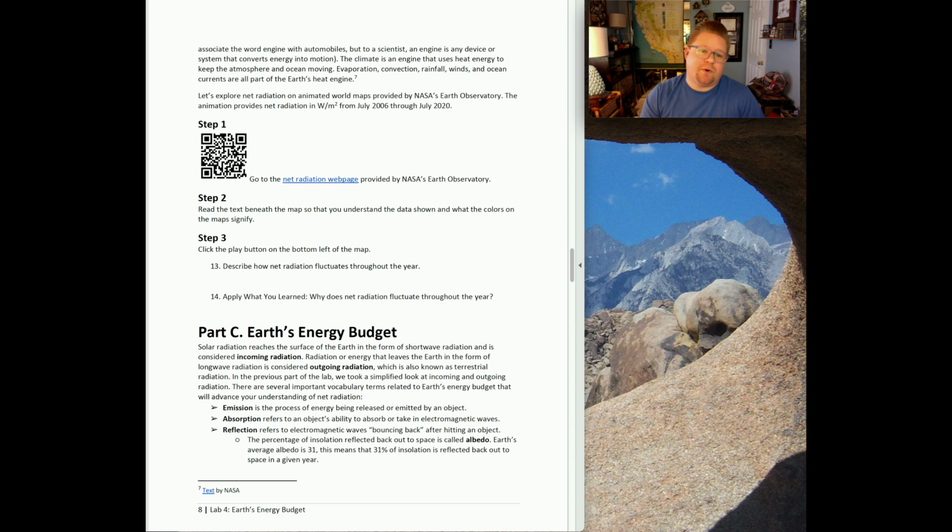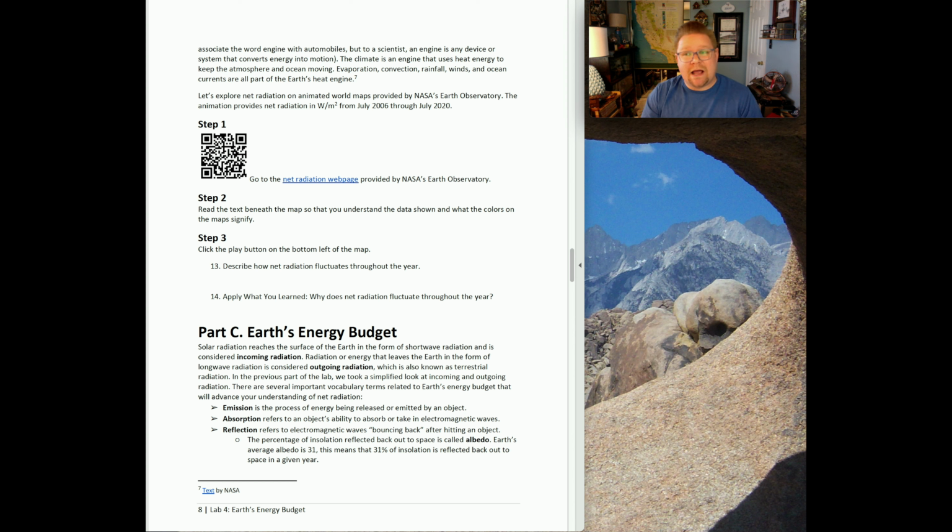So moving on to part C, Earth's energy budget. Solar radiation reaches the surface of the Earth in the form of shortwave radiation and is considered incoming radiation. Radiation or energy that leaves the Earth in the form of long-wave radiation is considered outgoing radiation. In this lab, we've observed both of those respectively, but looking here, we look a little bit more specifically at emission, absorption, and reflection.